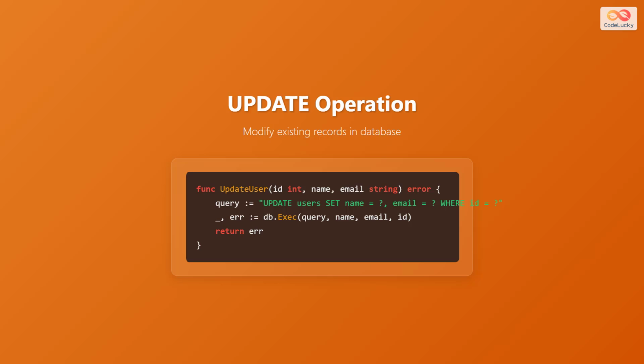The update operation involves modifying existing records in the database. The function updateUser takes an ID as an integer, name and email as strings. It returns an error. The SQL query updates the name and email of the user in the users table, where the ID matches the provided ID. The db.Exec function executes the query with the provided parameters. The function returns an error if the execution fails.